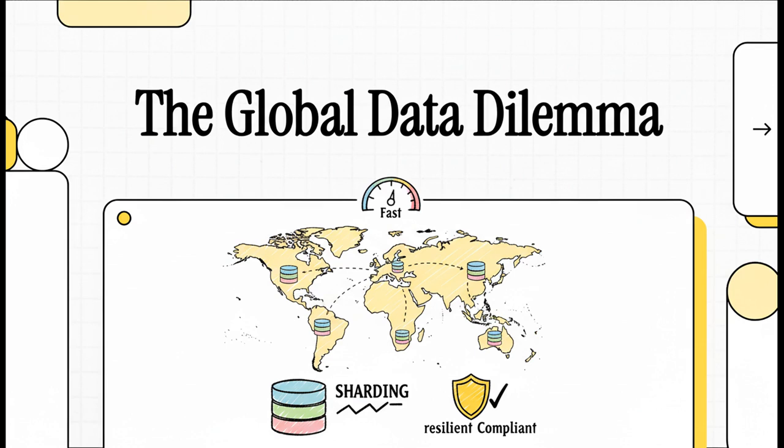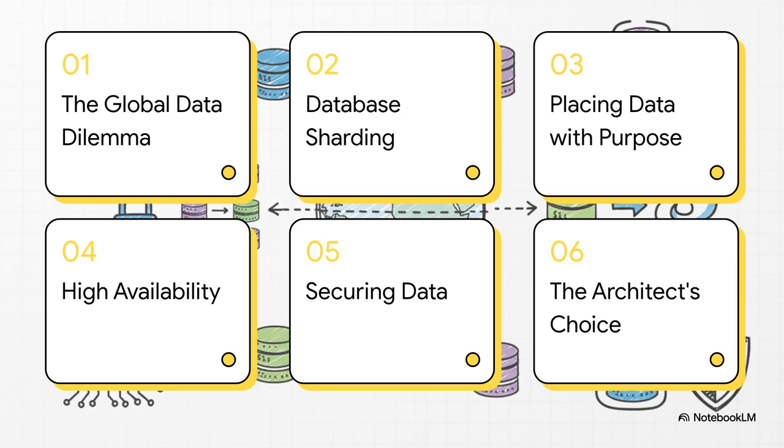Okay, let's get into it. So here's the game plan for this explainer. We're going to really unpack this whole global data dilemma. We'll kick things off with the absolute core strategy for splitting up data, something called sharding. From there, we'll see how you can place that data with purpose, how you keep the lights on when things inevitably fail, and of course, how you keep it all secure. And finally, we'll look at the big, tough choices that the architects behind these systems have to make.